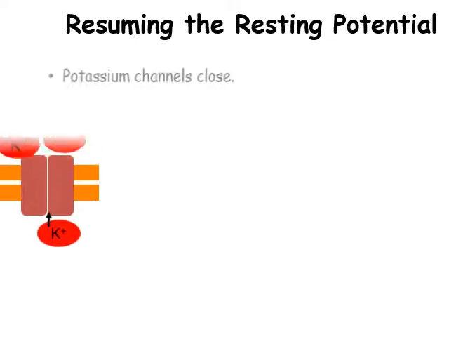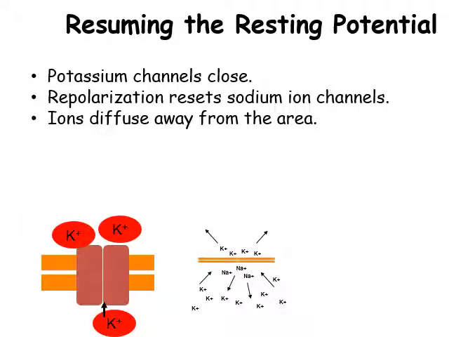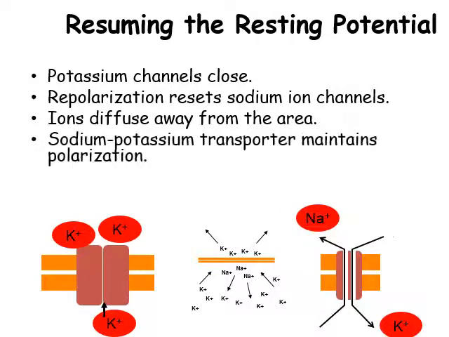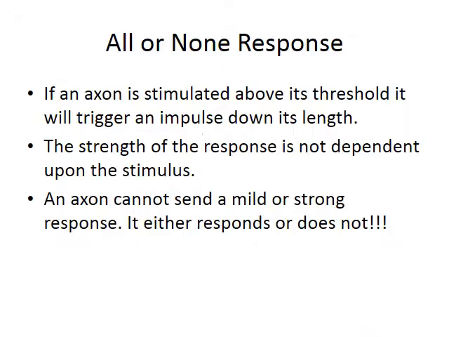Resuming the resting potential, potassium channels close. Repolarization resets the sodium ion channels. Ions diffuse away from the area, and the sodium-potassium (Na plus, K plus) transporters maintain polarization. The membrane is now ready to fire again.